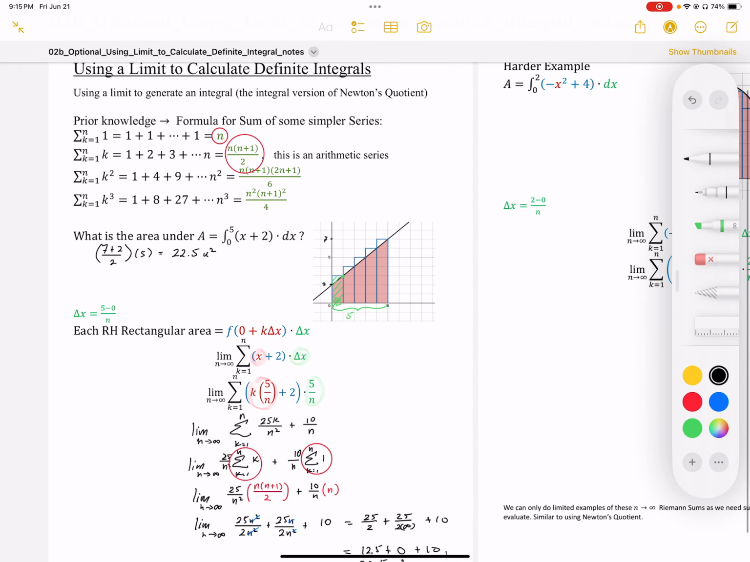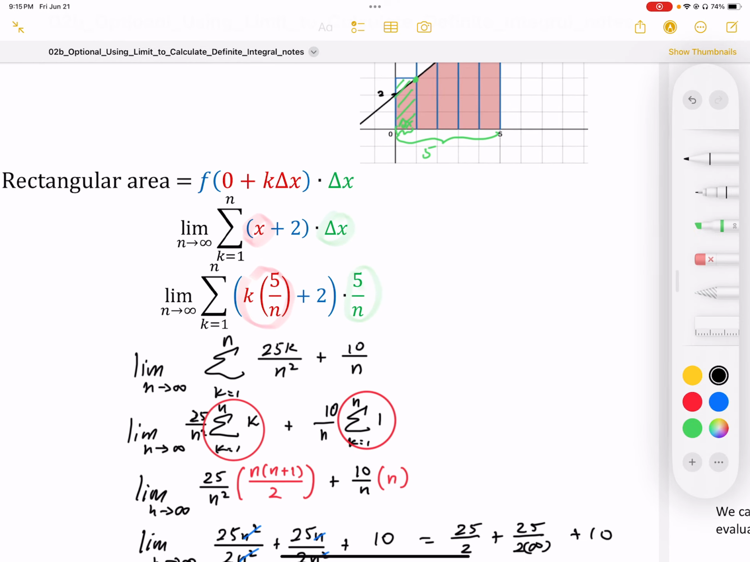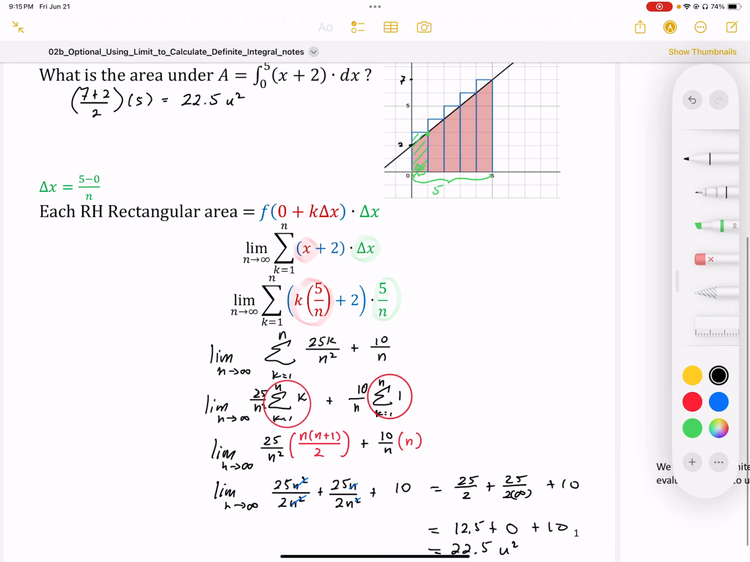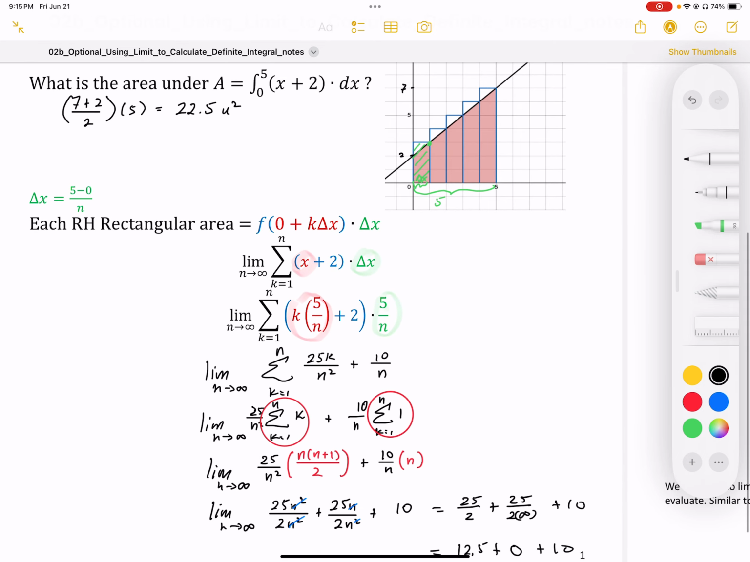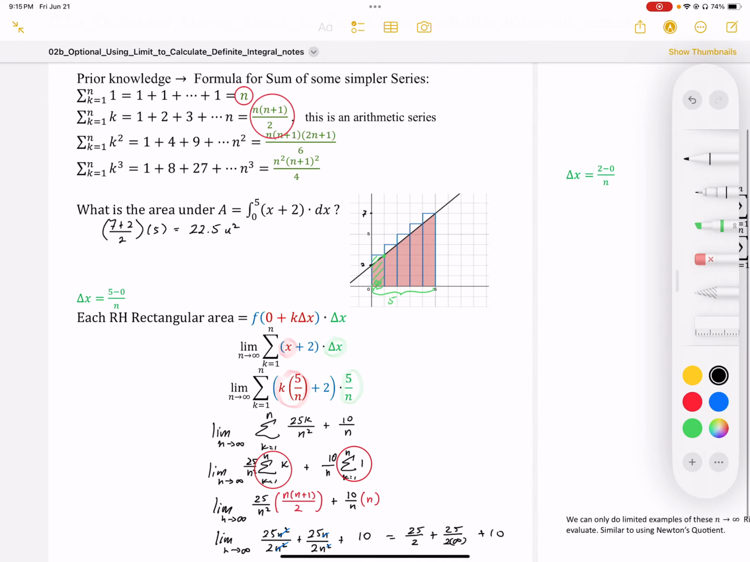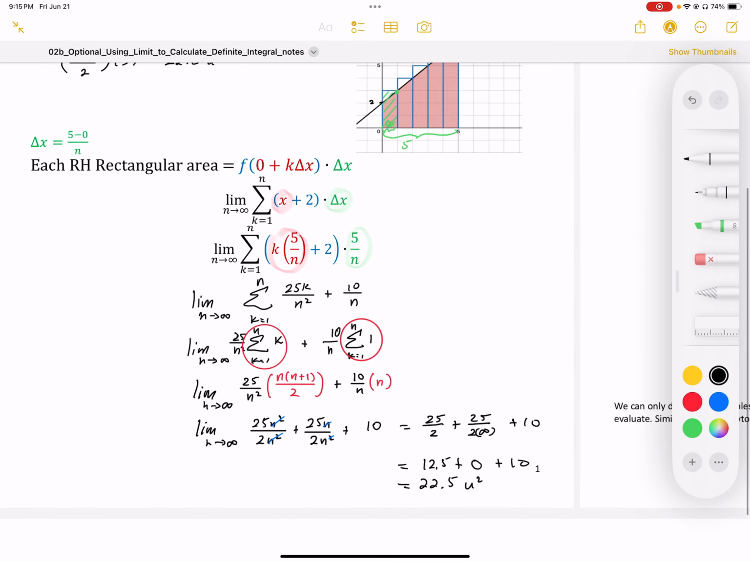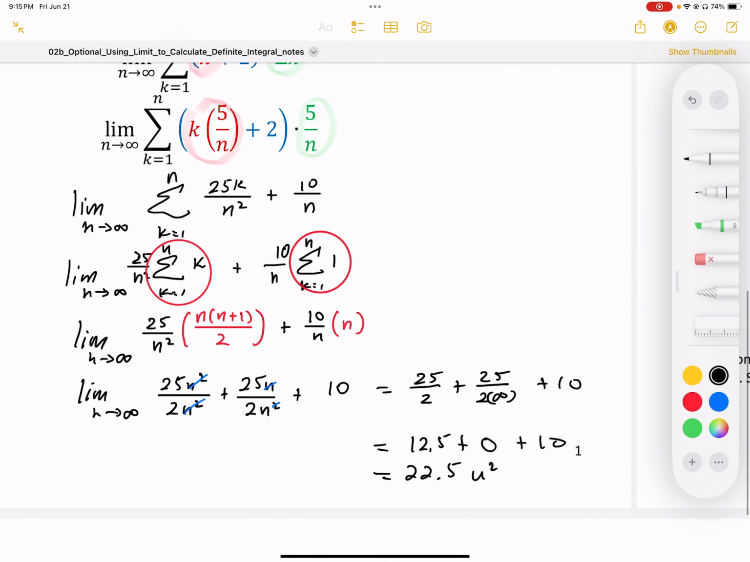So we needed to break this down into the sigma form, in terms of n. We needed to do some algebra to simplify it so that we can tease out the sigma of k and sigma of 1. We needed these formulas to be able to evaluate it, and once we evaluate it, we can simplify and apply our limit, and we can see that we end up with the exact same area when we let n go to infinity.